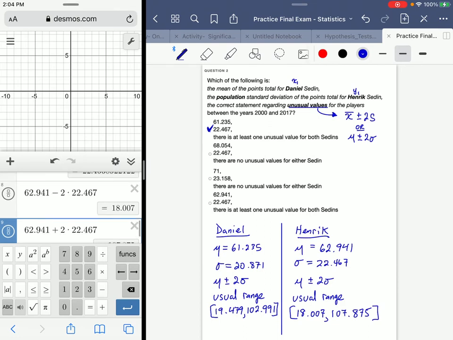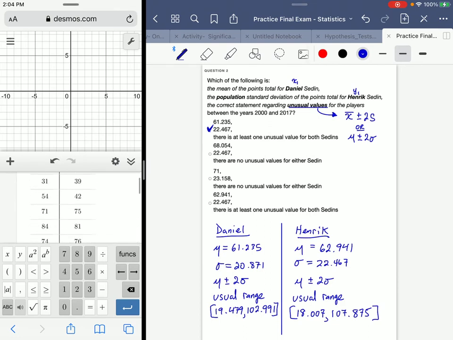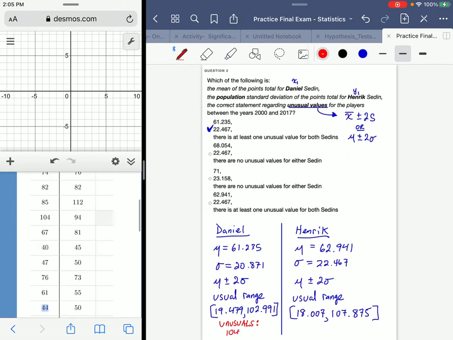So now what I would do is go back into my original data set and see if there are any values that are less than 19.479 or more than 102.991 for x1. Anything in x1 less than 19 and change, I see nothing. Bigger than 102, 103, I got a 104. So my unusual value is 104, and that looks like it.